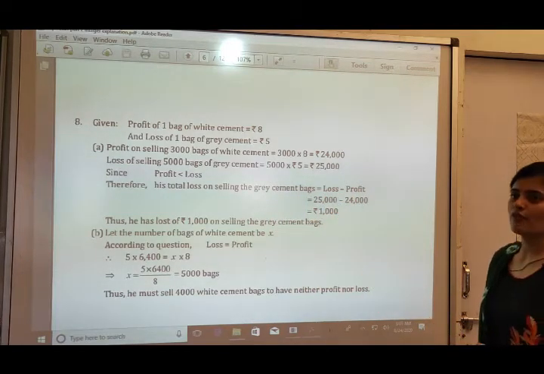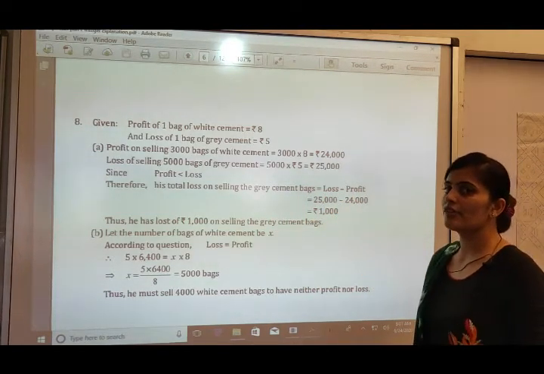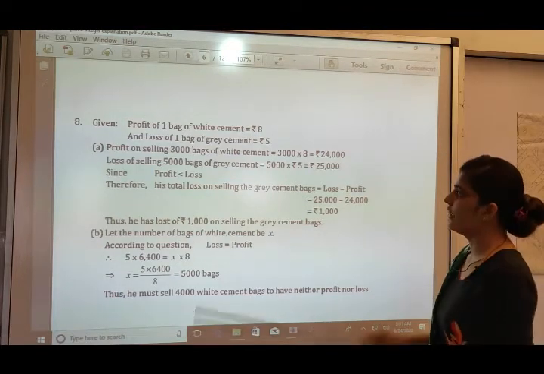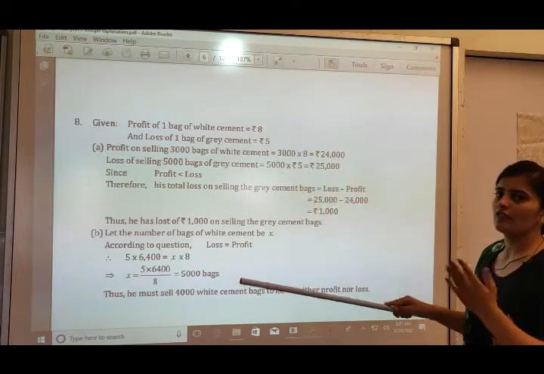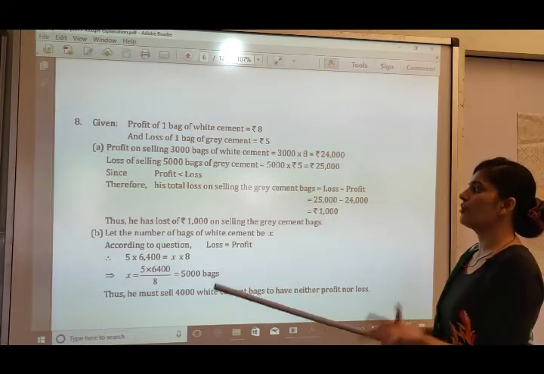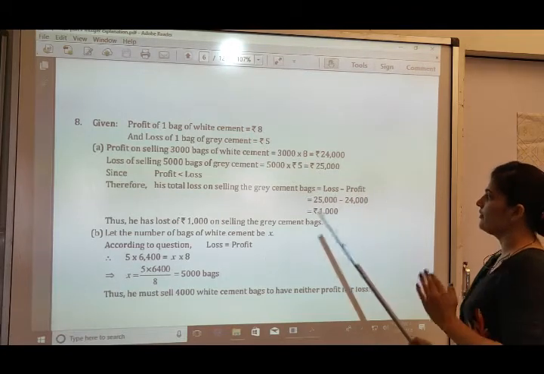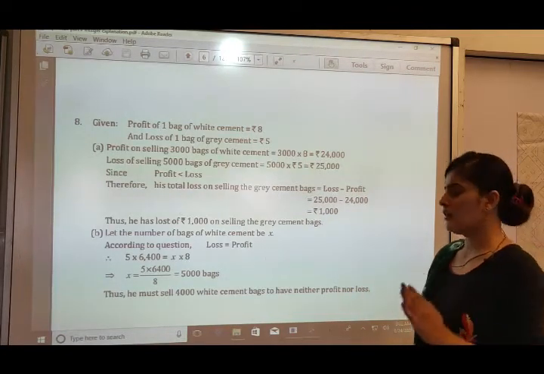loss minus profit. What are they getting? They are not getting profit, they are getting loss. But how much loss they are getting, that we have to find out. We have to find out the difference of profit and loss, then we will get how much loss they are getting. So 25,000 minus 24,000, it will be equal to rupees 1,000.